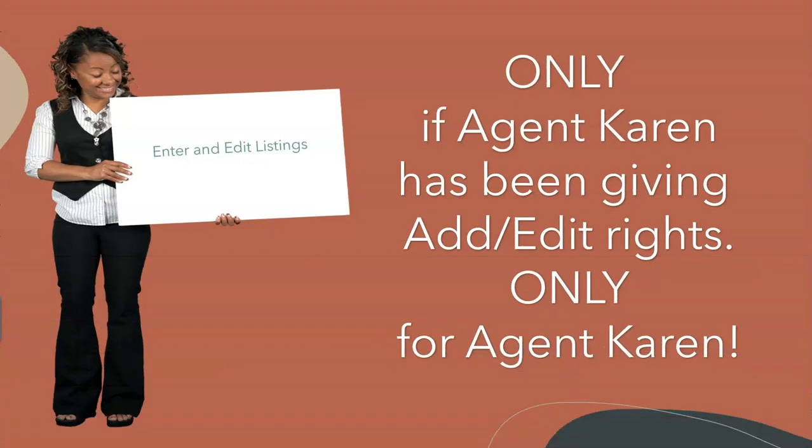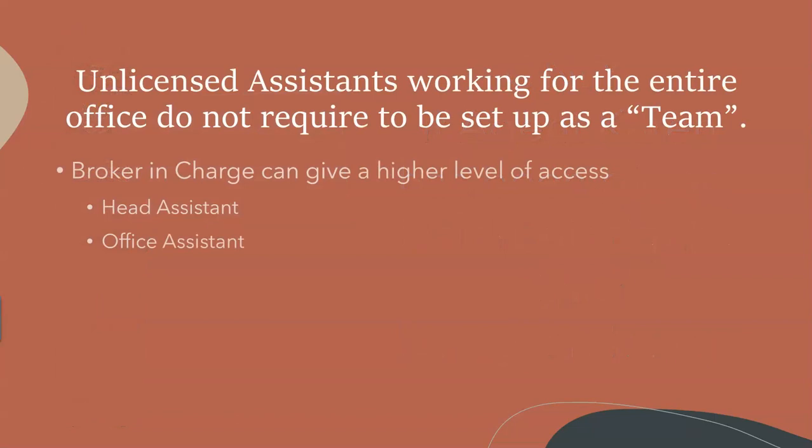One other task that Mary is to perform for Karen is to enter and edit her listings. Mary can only perform these duties if Karen has been given add edit rights by her broker in charge, and Mary has to switch to Karen's Matrix account to do this. With Mary being only set up on Karen's team, she can only enter and edit Karen's listings. Unlicensed assistants working for entire offices or firms, well, they do not need to be set up as a team. The broker in charge can give a higher level of access to those assistants.